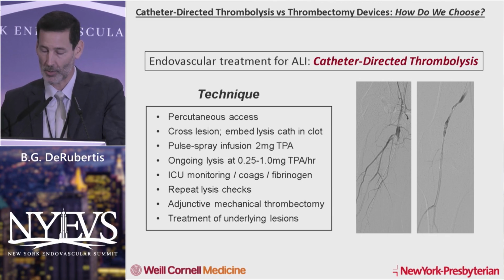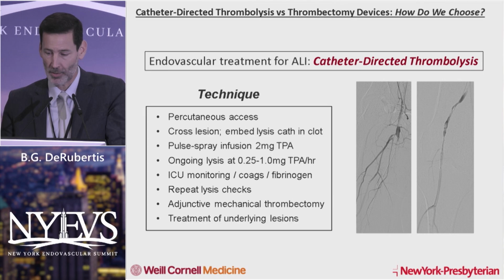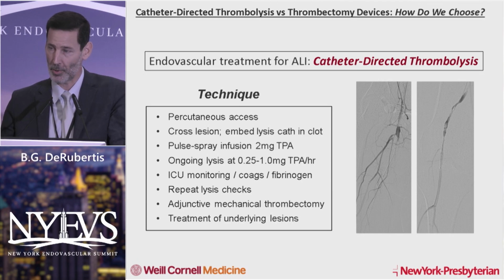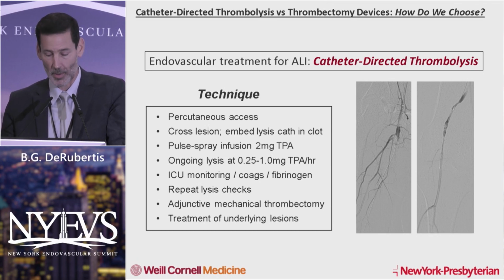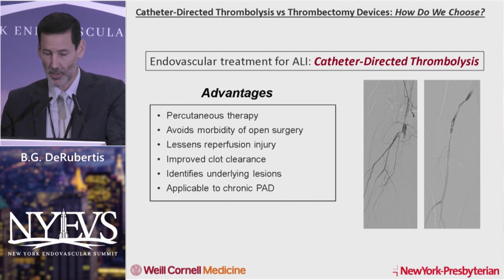And that's where catheter-directed thrombolysis comes into play. The technique, of course, is to cross the thrombotic occlusion with a catheter. Generally, we'll give some TPA in a pulse spray fashion, but usually this means dripping the patient overnight and even several nights. This does require ICU monitoring, assessing labs throughout this period of time, repeat lysis checks, some adjunctive measures, and then ultimately treating the underlying lesions.